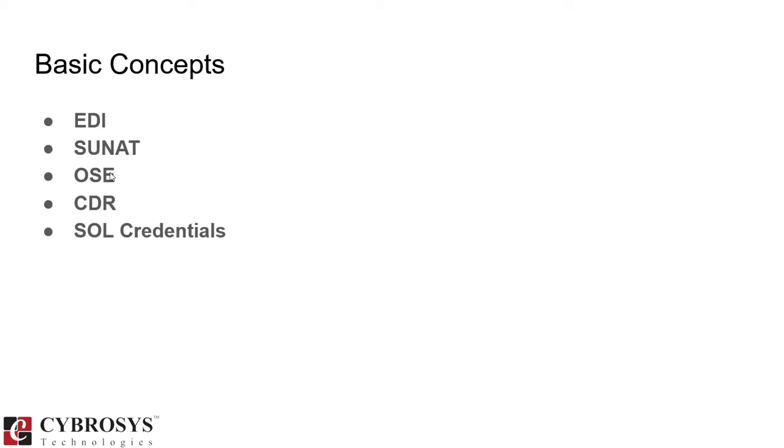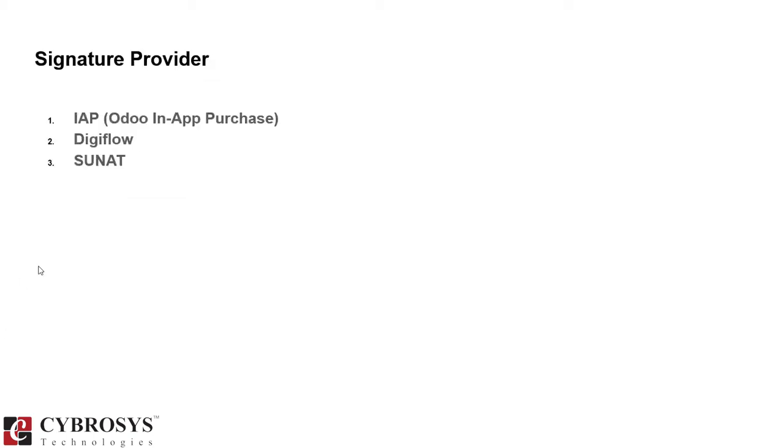Then OSE, the electronic service operator. The next one is CDR, the receipt certificate. Then we have SOL credentials, the user and password provided by SUNAT that grants access to online operation systems. Then next one, a signature provider. As a part of requirements for electronic invoice in Peru, a company needs to select a signature provider that will take care of the document signing process and help to manage the SUNAT validation response.